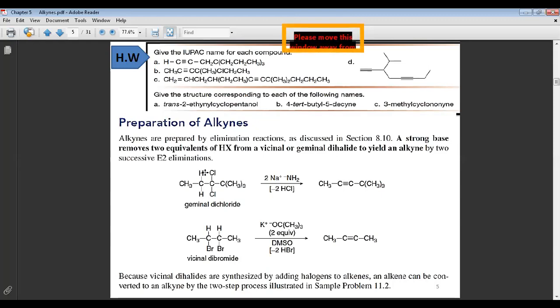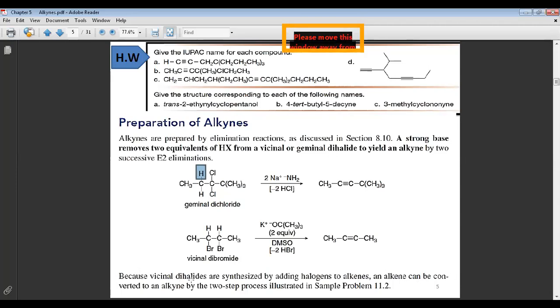You can write here as a note: this proton is a weak acid, that means we will use strong base. This strong base removes two equivalents of HX from the dihalide starting material, because vinyl dihalides are synthesized by addition of the halogen to the alkene.